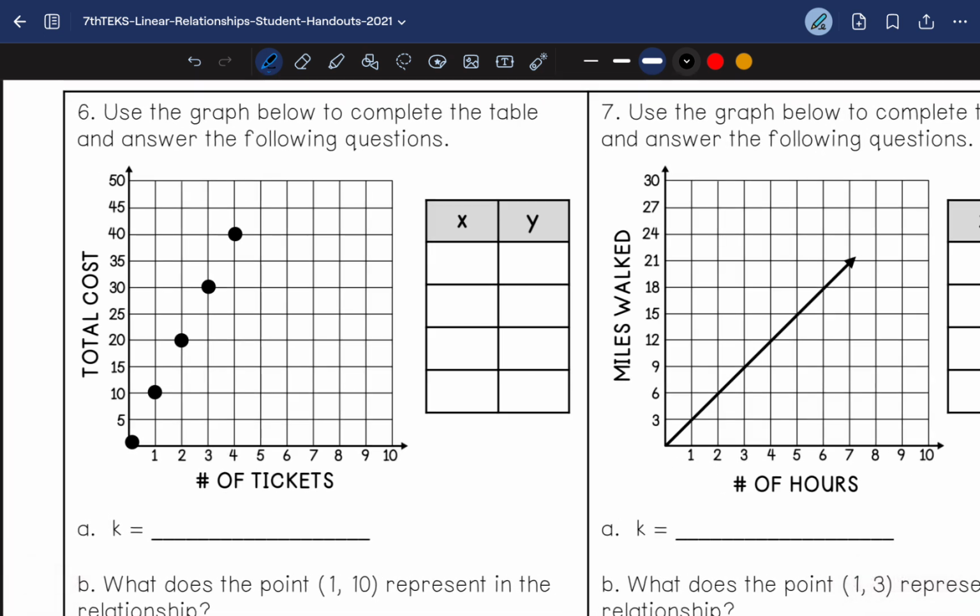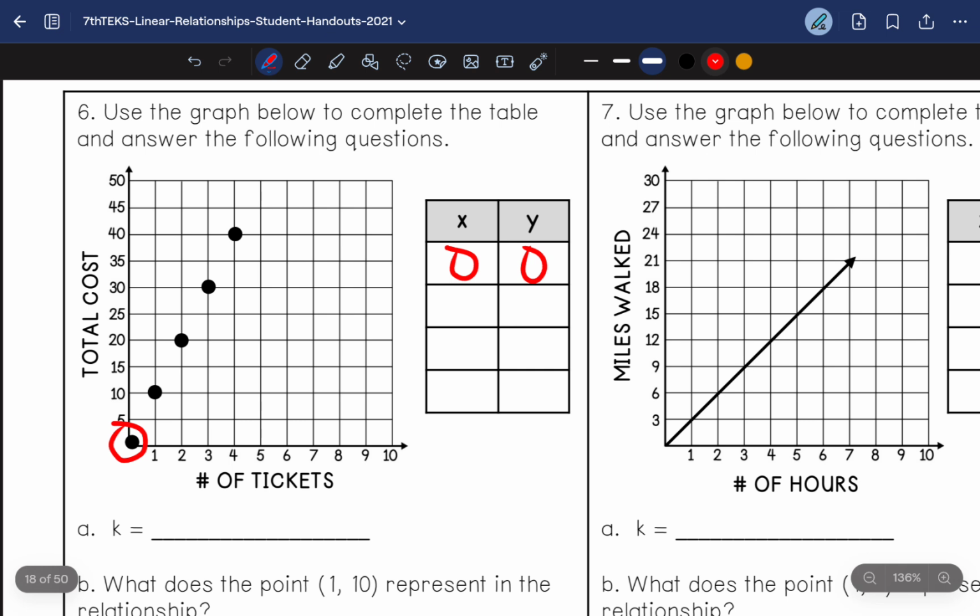If we look at this first one right here, it's right at the origin, and the coordinate for the origin is 0, 0. Like I said, in proportional relationships, it's going to go through the origin. If it's non-proportional, it will cross the y-axis somewhere else, which is what we've been doing prior to now.